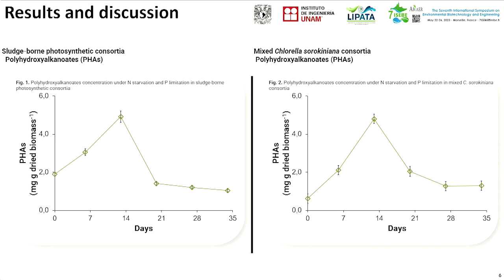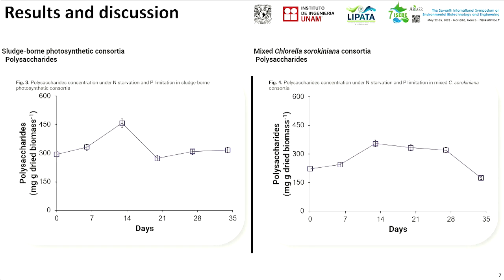The same behavior was also observed for the mixed Chlorella sorokiniana consortia, which came from the freshwater creek. And in this case, as I said, the biggest accumulation was achieved on day 14, more or less, and the production yield was 200 micrograms of PHAs per gram of dried biomass per day for the sludge-borne and 300 micrograms of PHAs per gram of dried biomass per day for the mixed Chlorella sorokiniana.